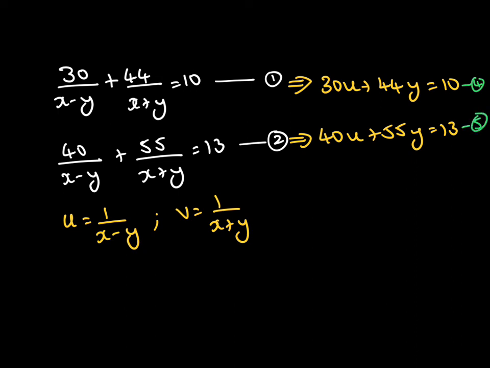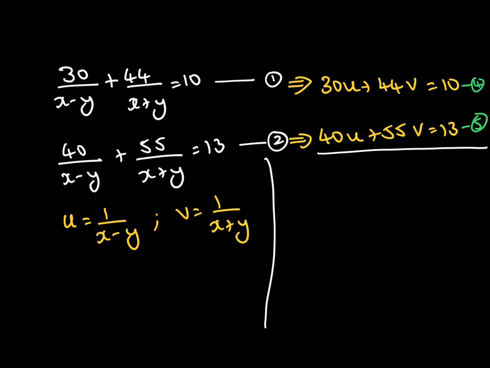Now we can solve these equations either by cross multiplication or by the elimination method. I think cross multiplication will be easier for you to do. Please watch the video on cross multiplication, how you do that, and find the values of u and v. Sorry, it's not y, it's v over here. And when you solve for u and v, u is going to be equal to 1 over 5 and v is going to be equal to 1 over 11.